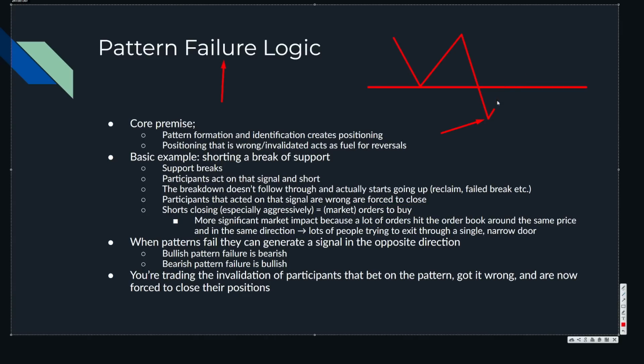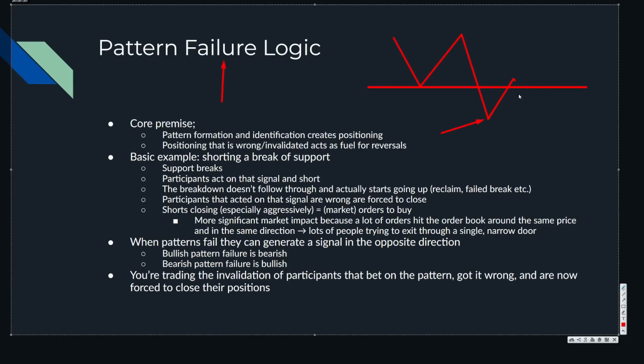To take our TA example, you have breakdown sellers entering in more or less the same region, i.e. the breakdown region, and as the market starts to climb up and invalidate them, you have all those same shorts closing more or less around the same area, i.e. the support level whose breakdown they shorted in the first place. So you have a lot of selling interest as the market breaks here, and that selling interest turns into buying interest as the idea becomes wrong.